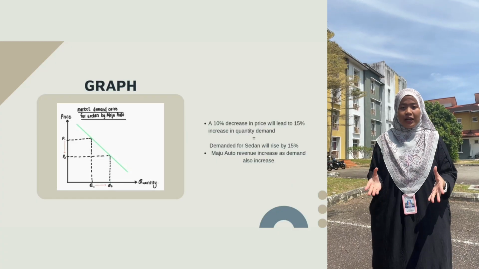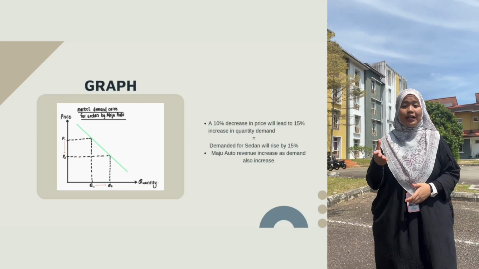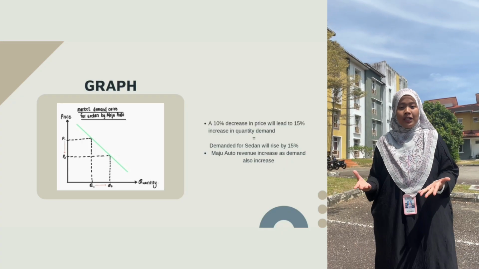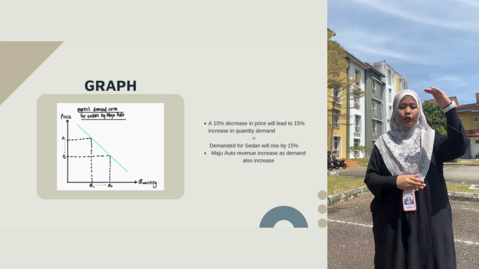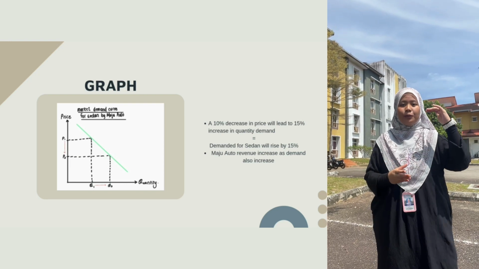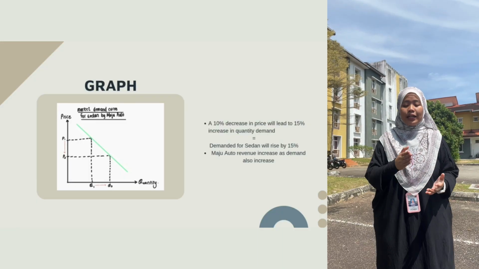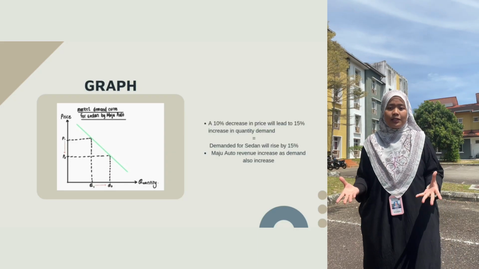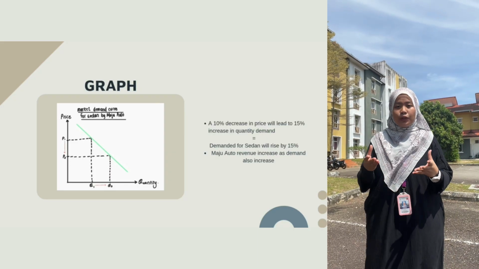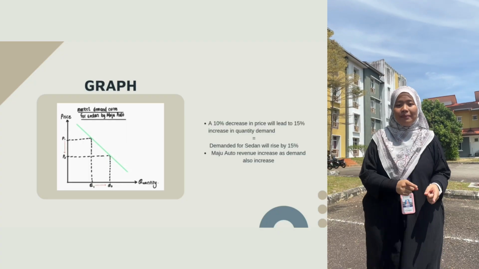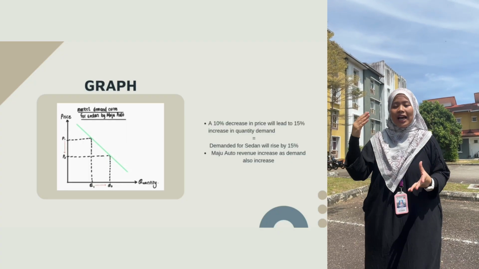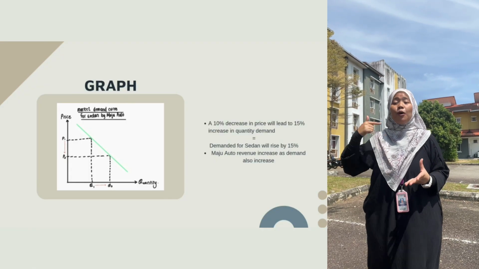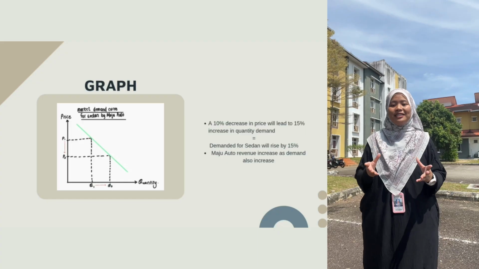Before the price reduction, the initial price and quantity are at P1 and Q1. After the price reduction, the price decreases from P1 to P2 by 10%, while the quantity demanded increases from Q1 to Q2 by 15%. Since the demand is elastic, Maju Auto will experience an increase in quantity demanded. At the same time, Maju Auto's revenue will also increase as customers are responsive to the price changes. It is because lowering the price attracts more buyers and also boosts the overall sales volume.